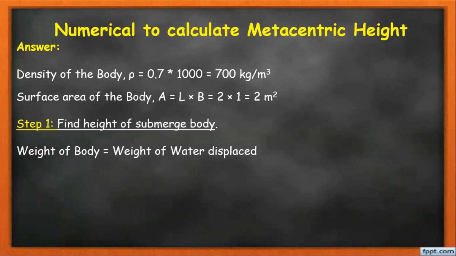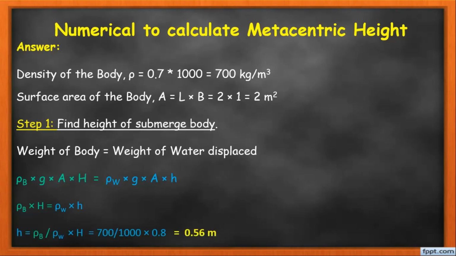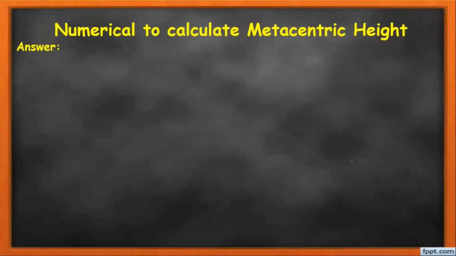So the weight of the body in the water equals the weight of water that is displaced. So rho b into g into volume, that is area into height, equals the density of water into g into area into height. So from that we get h equals rho b upon rho w into capital H. So 700 divided by 1000 into 0.8, we get 0.56 meter. So out of the 0.8 meter of height, the object floats at a height of 0.56 meter.